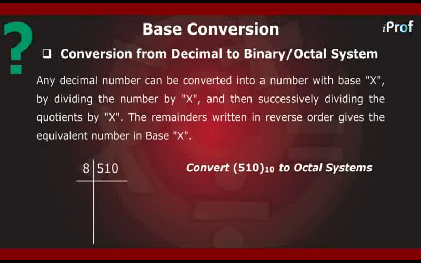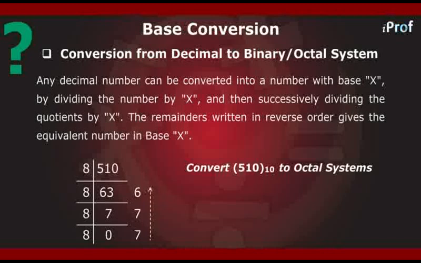We divide 510 by 8. We get 63 as a quotient and 6 as a remainder. Again, dividing the quotient 63 by 8, we get 7 as a quotient and 7 as a remainder. Again, if we divide the quotient 7, we get 0 as the quotient and 7 as the remainder. We stop when we get the quotient as 0. Starting from the last remainder and going up to the first remainder, we get 510 to the base 10 equals 776 to the base 8.